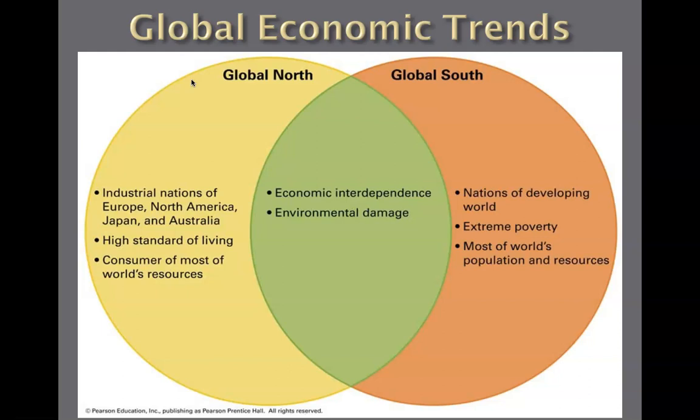So they rely on each other because the global north relies on the resources of the global south. The global south relies on a lot of the goods created by the global north. And then you have environmental damage. When we talked about the rainforest being on fire, a lot of that was due to logging. So that was sad.